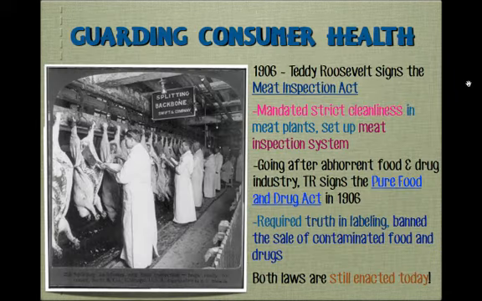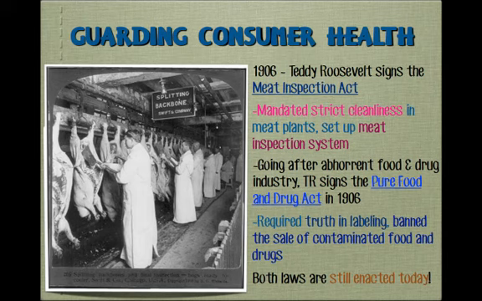Guarding consumer health. Another thing we see in this era is that the government begins to take more responsibility in terms of protecting its citizens. In 1906, Teddy Roosevelt was president, and he signs the Meat Inspection Act. This mandates strict cleanliness in meat plants and sets up a meat inspection system. You look at the picture, you see the men in the white coats. They are part of the butchers, but they're also going to be inspecting the meat.